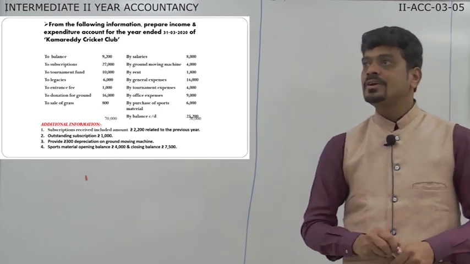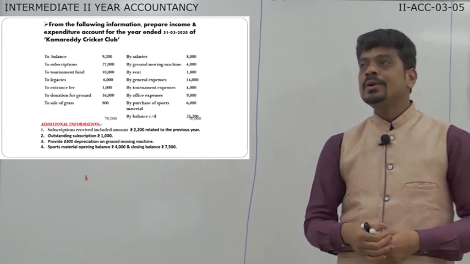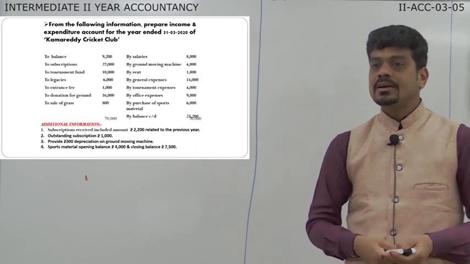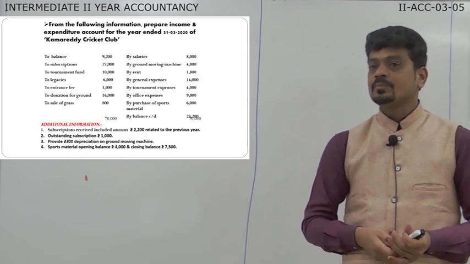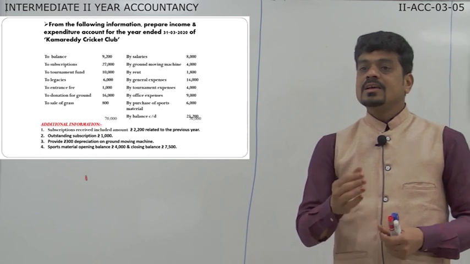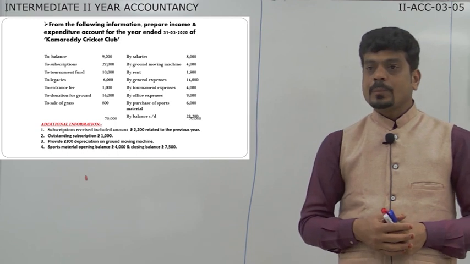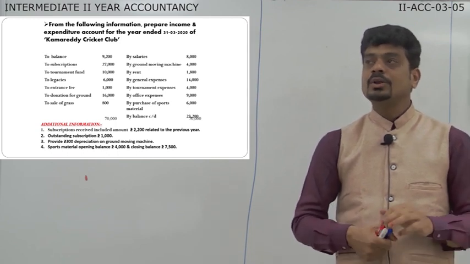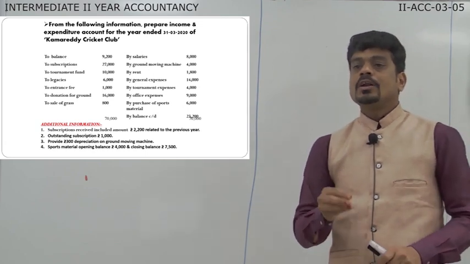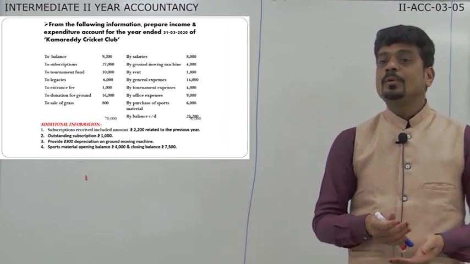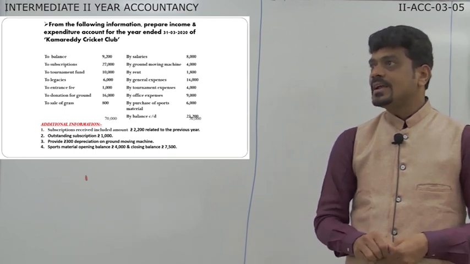In the additional information, they gave subscription received included rupees 2,200 of which year? Previous year. Please keep in mind, last year. Then second adjustment, they say subscription outstanding rupees 1,000. Nothing is said, so it is current year. Then depreciation of 300. It is not 2,300, it is 300 rupees for moving machine. And then they gave sports material. Opening balance 4,000. Closing balance 7,500.